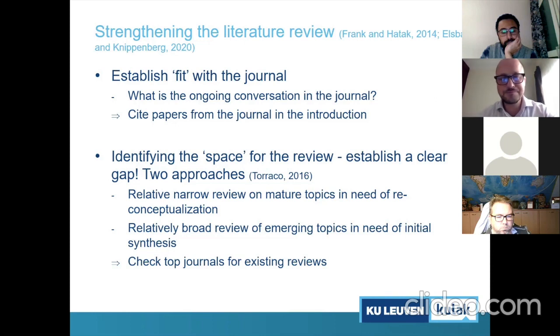A practical piece of advice here is that before you start to work on your systematic literature review, make sure that you do a good search for existing reviews in top journals. And you don't need to panic if you find that there are already literature reviews out there published on a topic that speaks to some extent to what you have in mind. But then you need to make sure that you're explicit in your introduction. And this gives you basically the opportunity to differentiate your systematic literature review from the existing ones and build a strong argumentation why there is a need for your literature review on this specific topic with this specific method you have in mind.